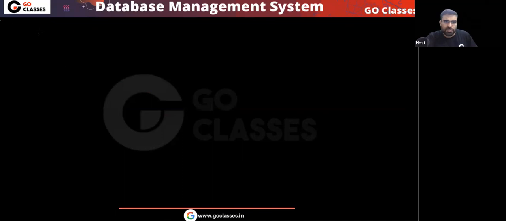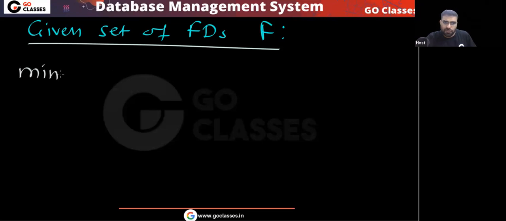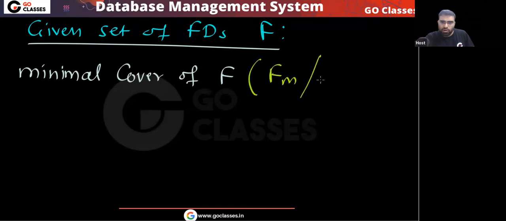So you have a given set of functional dependencies, let's call it F. Then what is the minimal cover of F? We denote it either by FM or by FC. This C means canonical. Or you can denote it by FIR, which means irreducible. Is this clear?